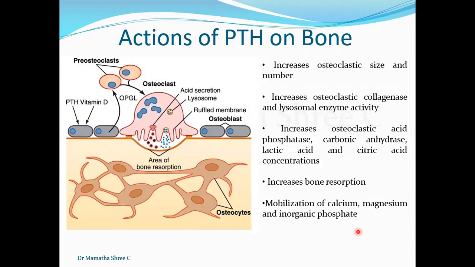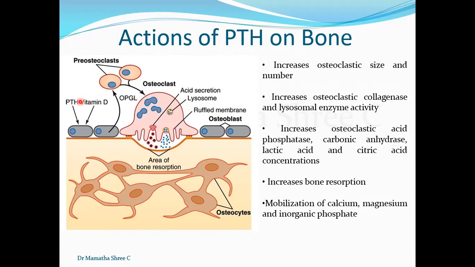So how does it exactly act for its resorption? By increasing the osteoclastic size and number, and also increasing osteoclastic collagenase and lysosomal enzyme activity, by increasing osteoclastic acid phosphatase, carbonic anhydrase, lactic acid, and citric acid concentration. Of course, you know the function of osteoclasts is to resorb bone, right? Along with that, there are multiple acids that are increased in concentration. Obviously, all these together should cause bone resorption. Of course, lysosomal enzymes also have resorbing properties, right? So through all these things, it causes bone resorption, which mobilizes the calcium from its store into the blood, right?